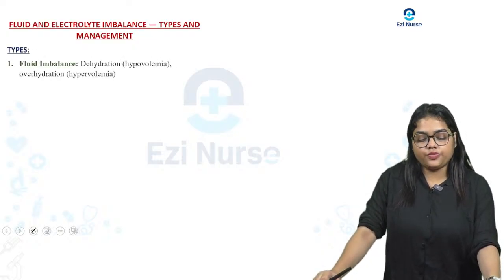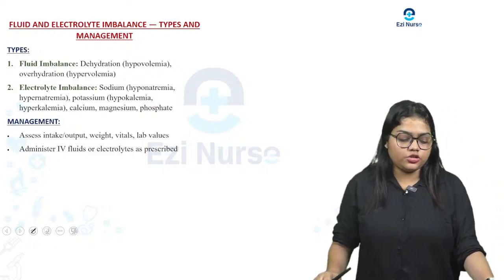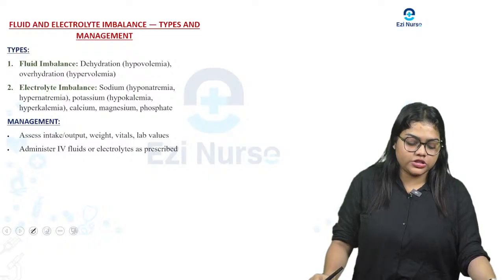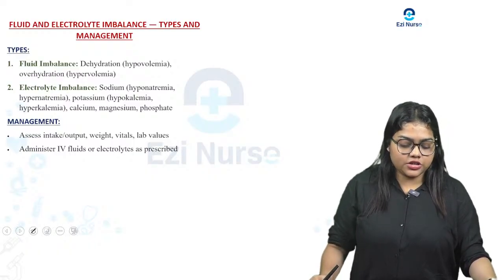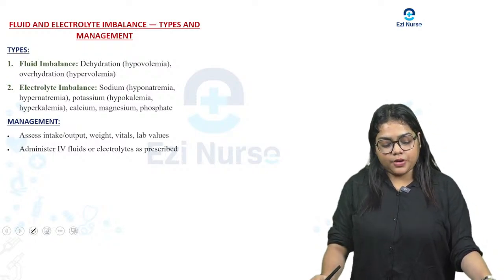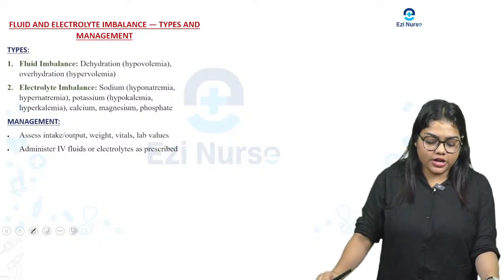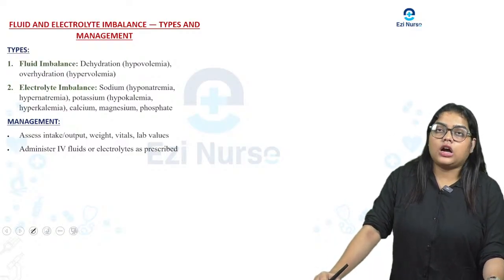The next question is fluid and electrolyte imbalance types and management. So there are two types of fluid imbalance: dehydration, also called hypovolemia, and overhydration, which is called hypervolemia. Then electrolyte imbalance, such as sodium, potassium, calcium, magnesium and phosphate. So how can we manage this?